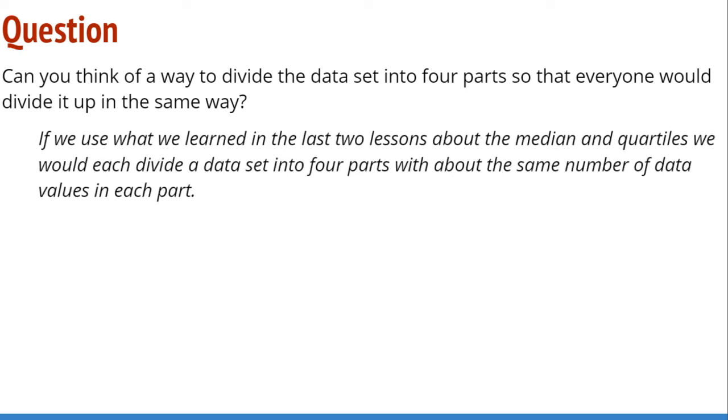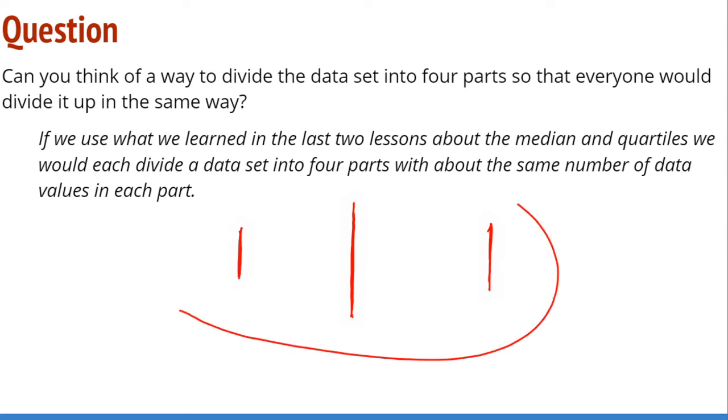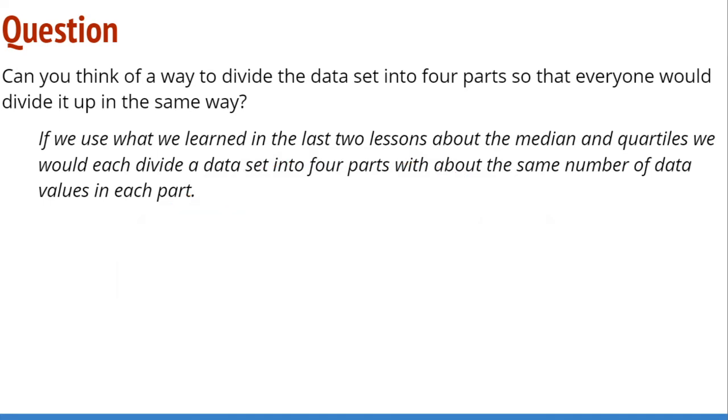If we were to use what we learned in the last two lessons about the median and quartiles, we would each divide a data set into 4 parts with about the same number of data values in each part. So if we were to take our data set and find the median, and then find the upper quartile and the lower quartile, if we all followed the same procedure, we would all have data sets that would be divided up the same way.